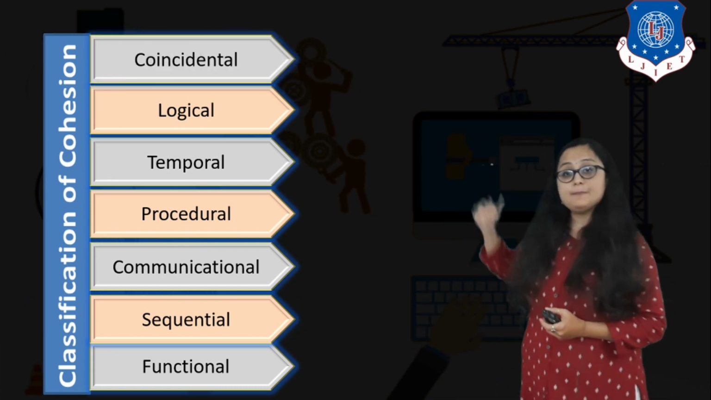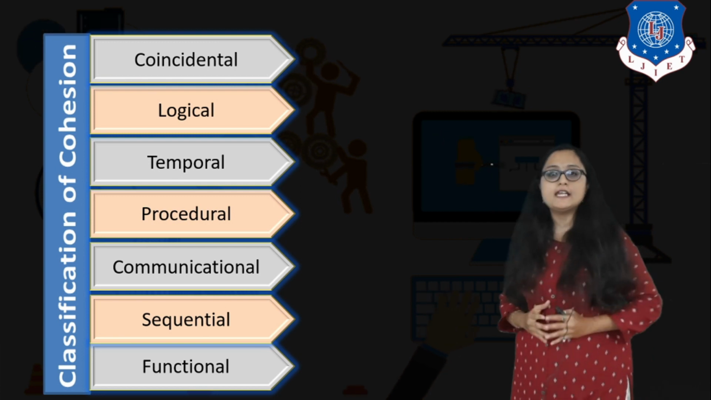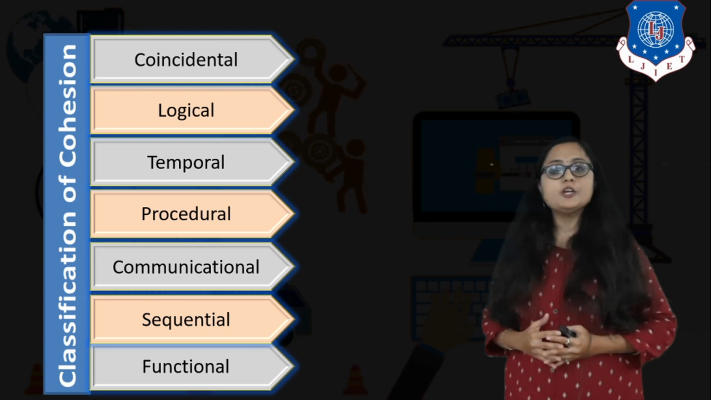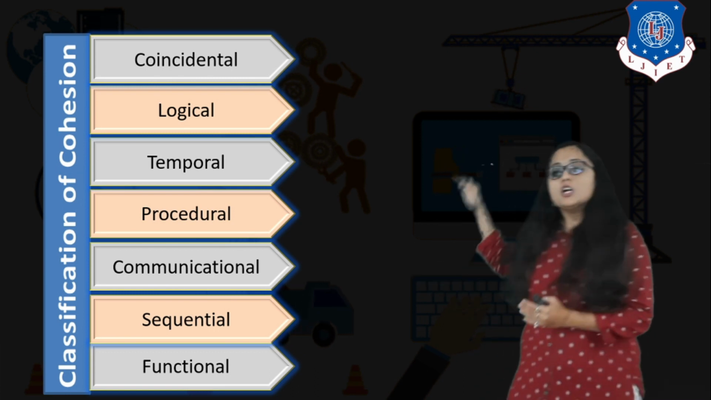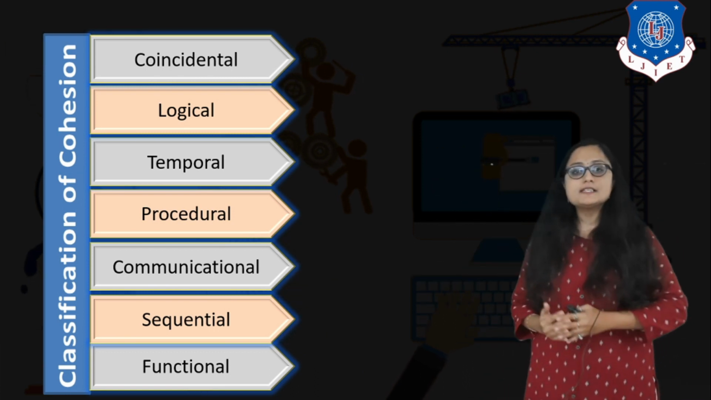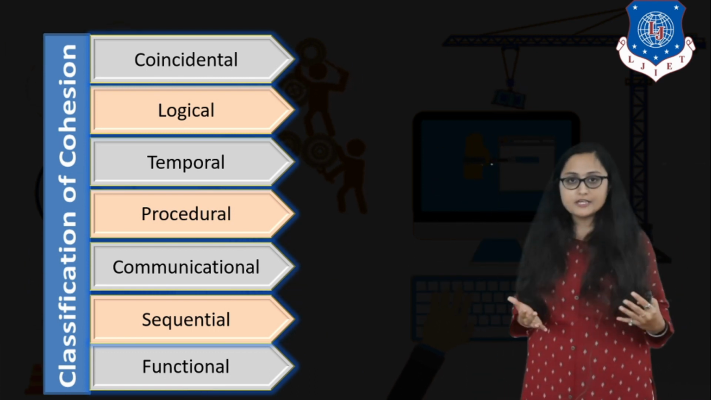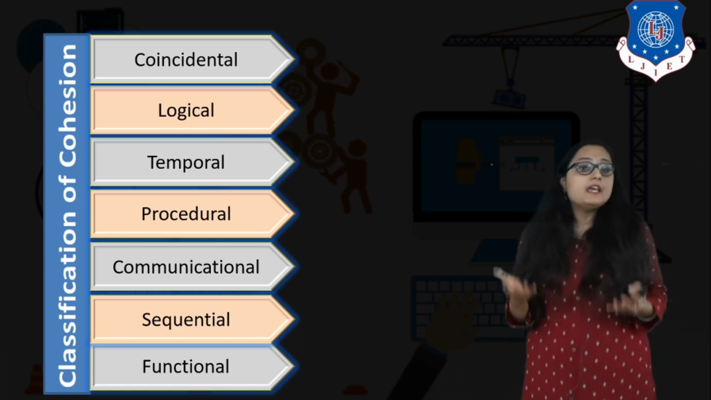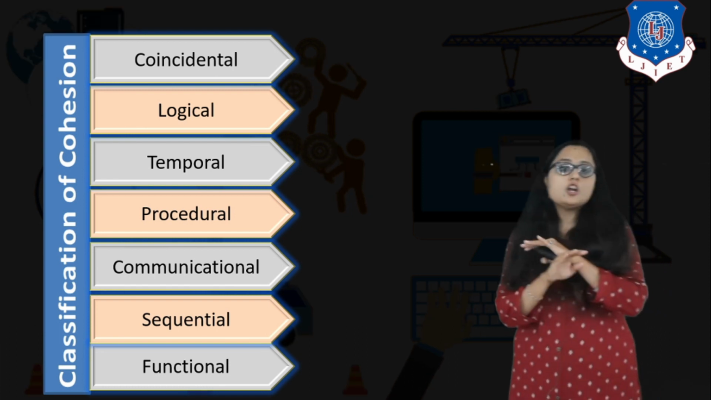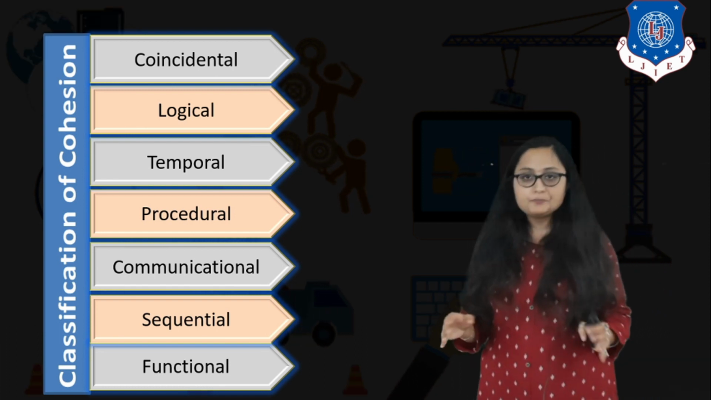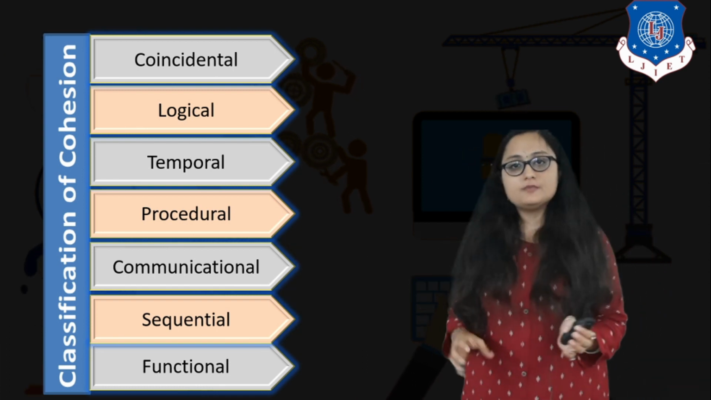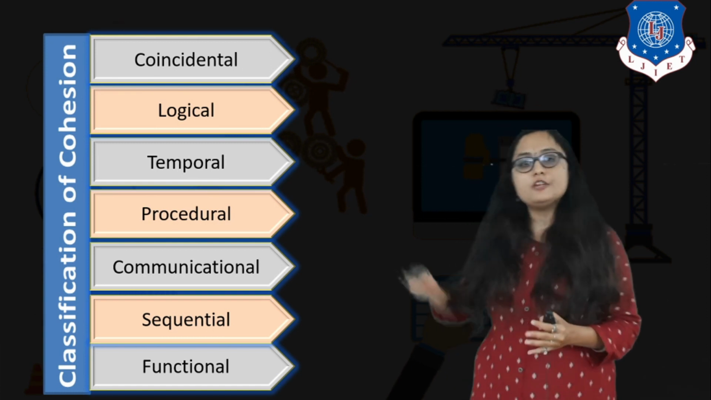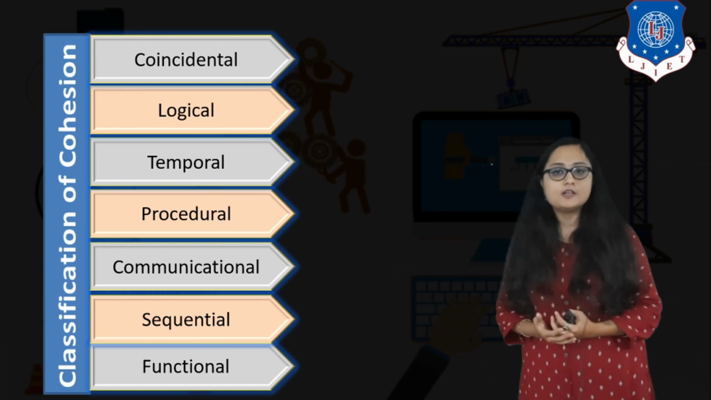And the last type of cohesion is coincidental cohesion. Now what do you mean by coincidental cohesion? Coincidental cohesion means that you have not thought about the design process. You are told that your module should be cohesive, you are not aware of what cohesion is, and unrelated items are put together in a module. Then you can say that that is known as coincidental cohesion.